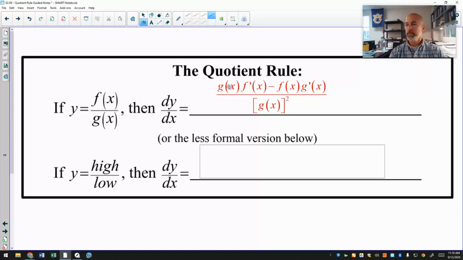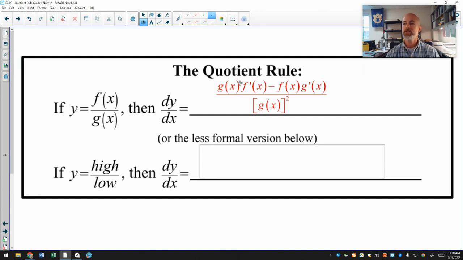It is your denominator times the derivative of the numerator, so g f prime. Notice we are subtracting here. I'm going to talk about why that's important in a second. So bottom derivative top minus the top function times the derivative of the bottom function. And then all of that divided by the bottom function squared. And if you look at that numerator, a point of emphasis, it looks like the product rule, but it's not as forgiving as the product rule because this is subtraction.